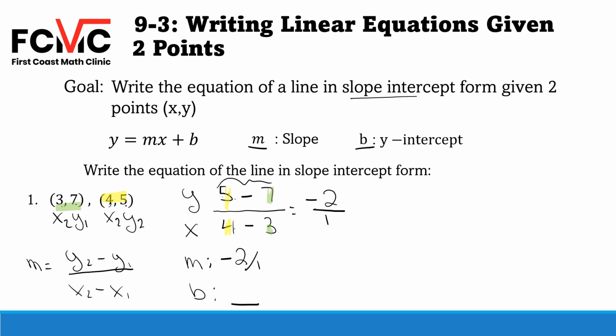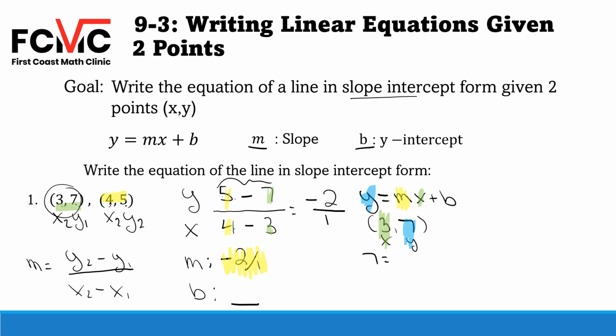So now we just have to figure out b. So we know our general form, our equation is y equals mx plus b. And we just figured out our slope is -2 over 1. And we've got two choices. Well, we've got (3, 7), and we've got (4, 5). Let's use that (3, 7) first, right? So again, this is our x, this is our y. So let's say like that 3, that's our x. 7, that's our y. Let's substitute these values in and solve for b.